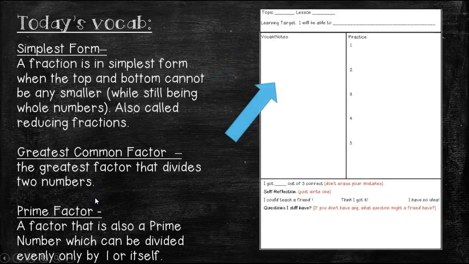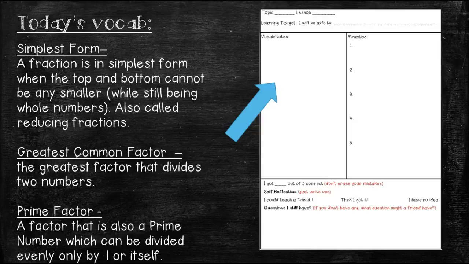Yay! Here are today's vocabulary words. The first one is simplest form. Remember, I want you to write these down and go ahead and pause the video so that you can make sure that everything is written in the left column of your paper. So simplest form. A fraction is in simplest form when the top and bottom cannot be any smaller while still being whole numbers. This is also called reducing fractions.